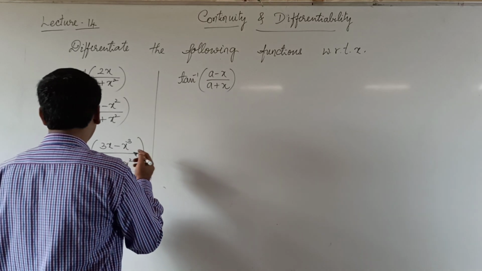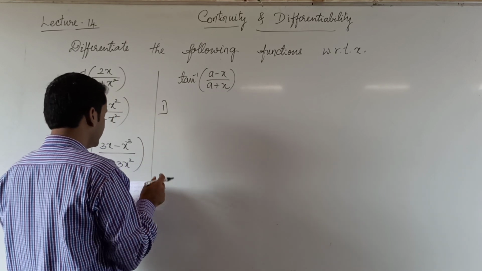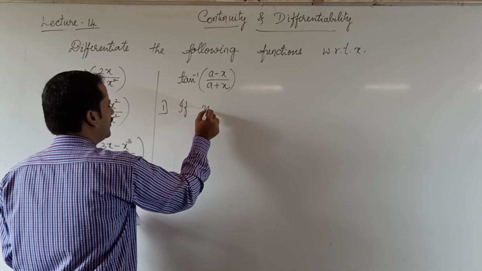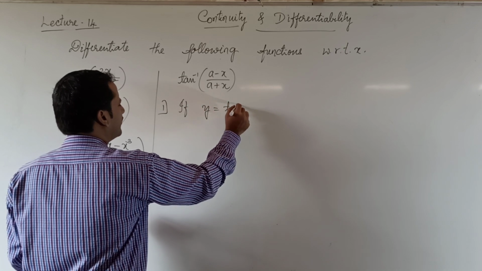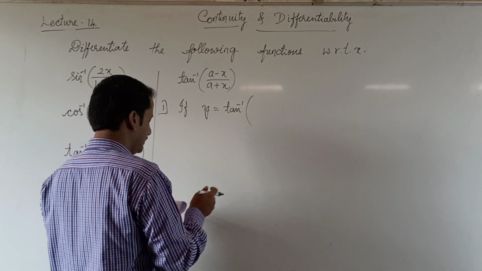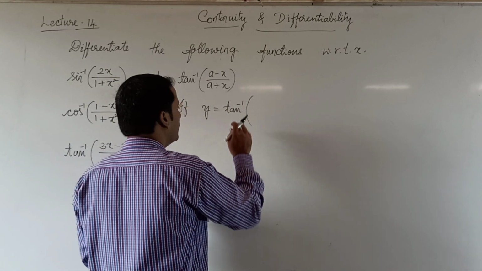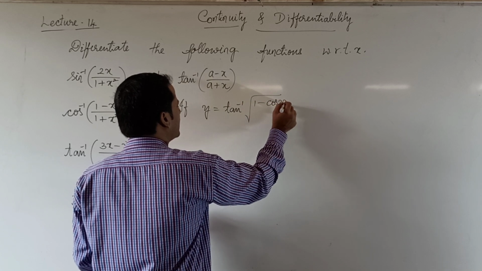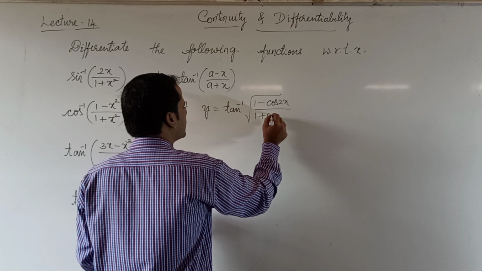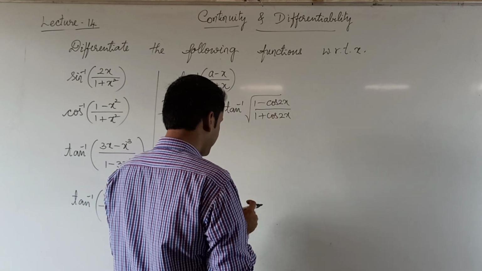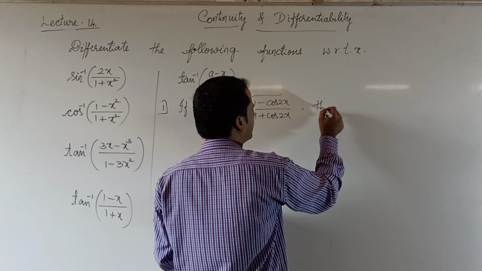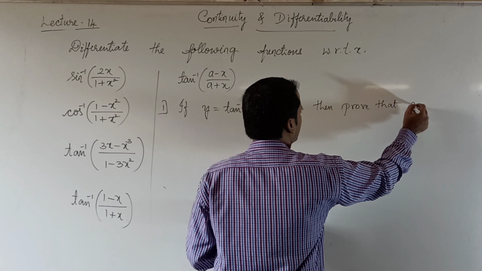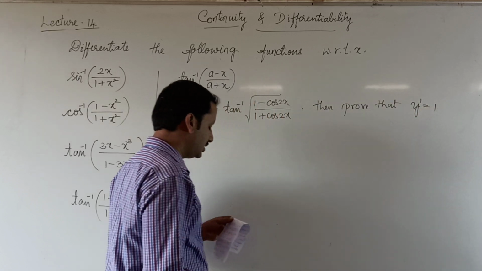Okay. After that, another question is, if y is equal to tan inverse of root 1 minus cos 2x divided by 1 plus cos 2x, then prove that y dash is equal to 1.